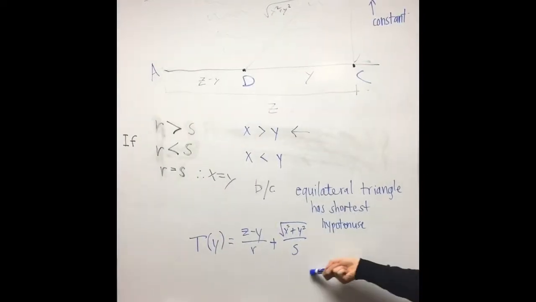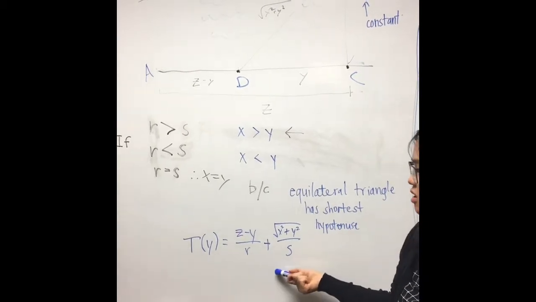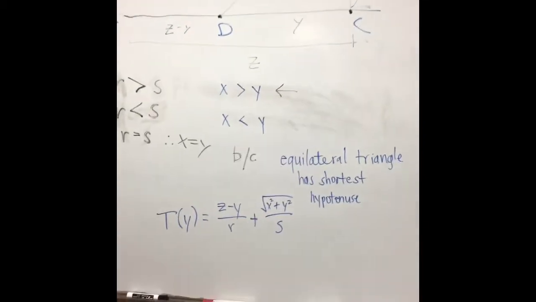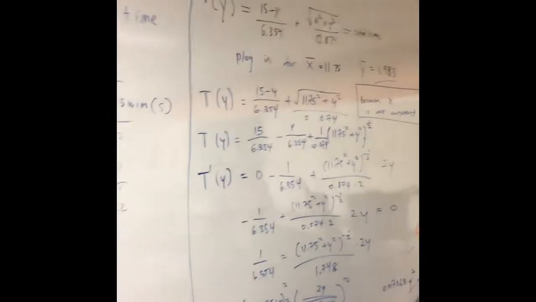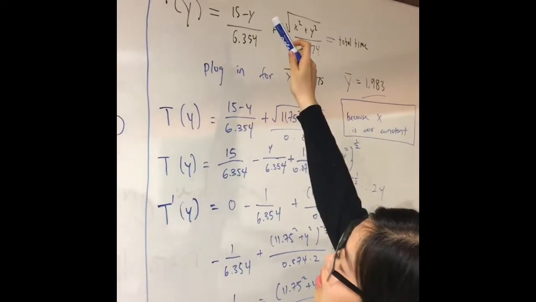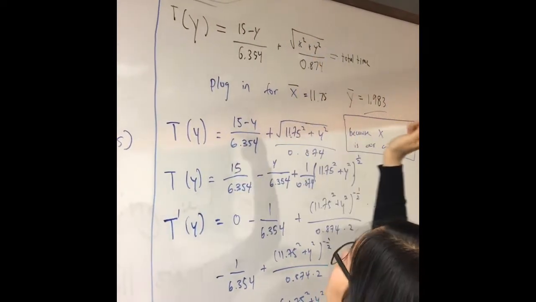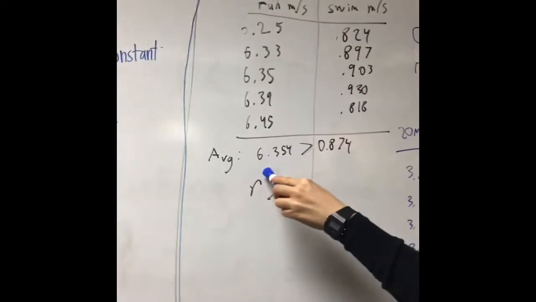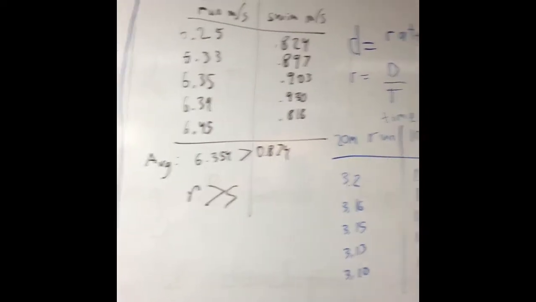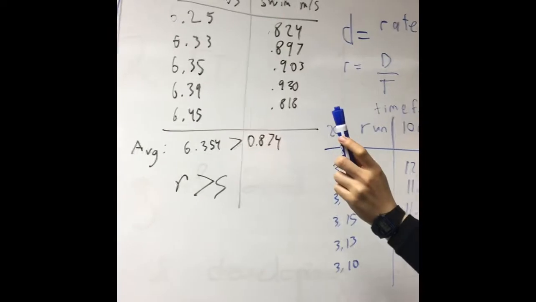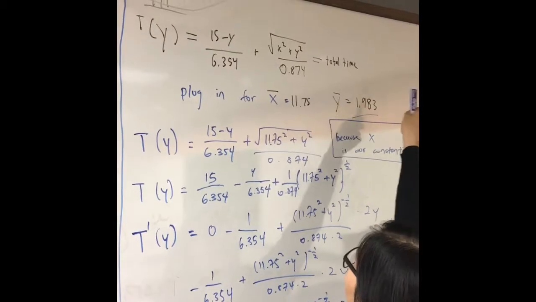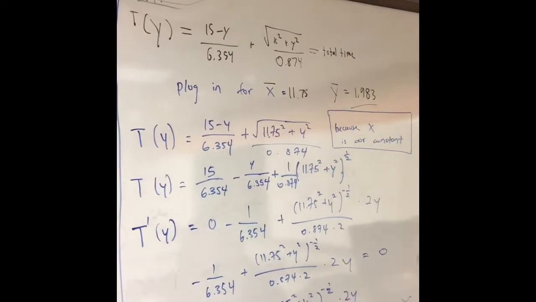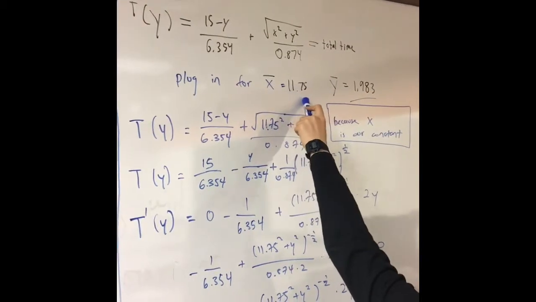All right, as Albert said, this is our function that we created. So then, on part 3, we use the actual z value that was given to us in the problem, which is 15 meters. And the 6.354 was our average value that Mitchell mentioned earlier that we found. And then 0.874 was the average swimming speed. And then that was equal to the total time, which is what we're trying to find. And then we plugged in the average x values.